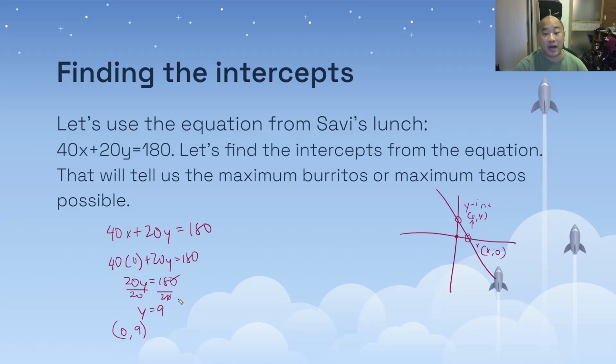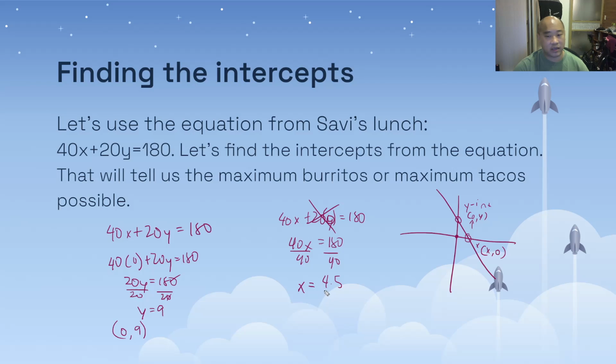And this is the maximum number of tacos you can buy. So to find the maximum number of burritos, we're going to come to the other side here. We're going to put 0 into y. So it's going to be 40x plus 20 times 0 equals 180. Again, that cancels out, so all we have left is 40x equals 180. Divide both sides by 40, and here we get x equals 4.5.